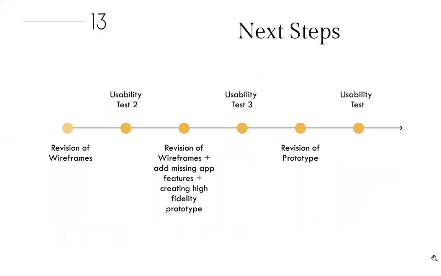So let's see how I would continue this project now. Of course, I did a first review of my wireframes, and now I would test them again to see if I corrected them correctly and more to my users' needs. Afterwards, I would review them again, maybe add the missing app features that I had in mind, and start to create a high fidelity prototype, so the users can really imagine how the experience would be with that app. Then I would test it again, and I would go on with that procedure until I'm happy with the final results.